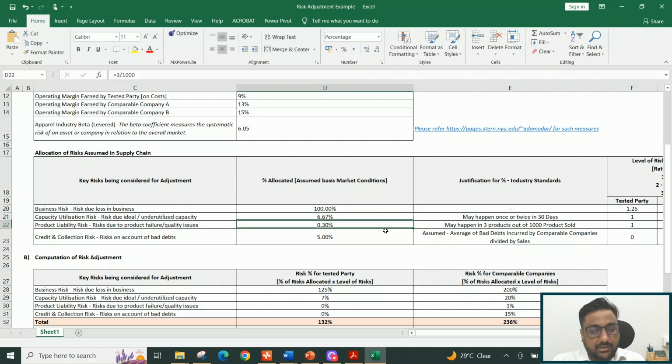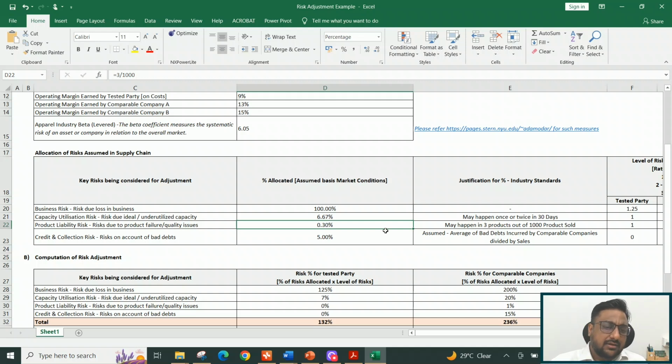And that's where I have factored that particular multiple at 6.67%. Now product liability risk, so out of 1000 products which that company is selling, which the comparable companies are selling, or probably in the industry itself, there is this risk of product liability, that is product damage, that is 0.3%. This is just an assumption. In your case it will always be different.